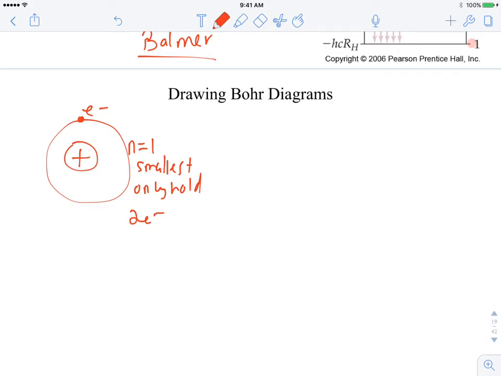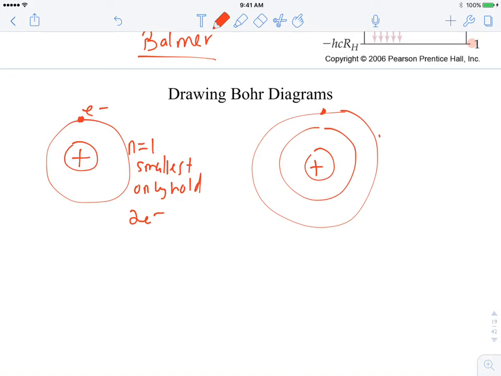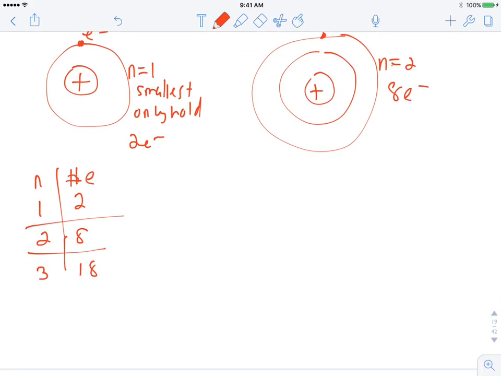The second level, n equals 2, can hold 8 electrons. So if we have n and the number of electrons, the first level can hold 2, the second level can hold 8, the third level can hold up to 18, and the fourth level can hold up to 32. There's a general formula that you can use: number of electrons equals 2n squared.